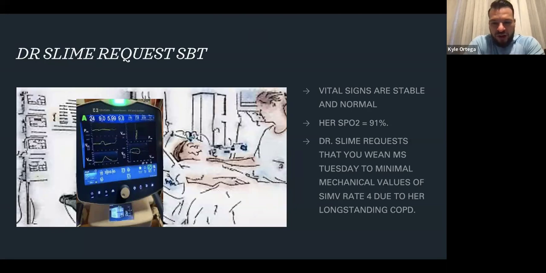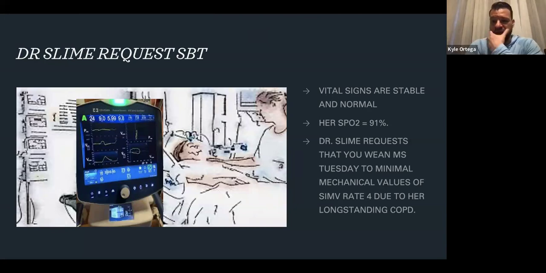And then we want to check our patient's alertness, responsiveness. Is she able to follow commands, squeeze our fingers? Does she know where she's at, what year it is? All those good things.